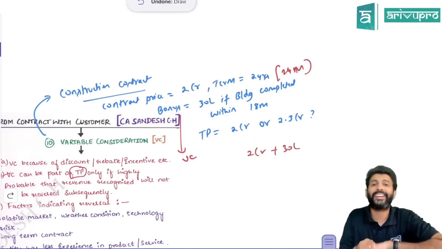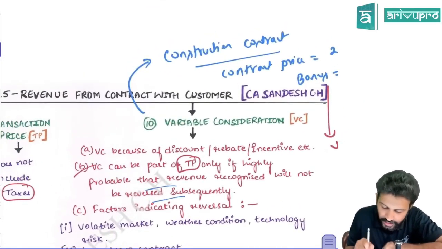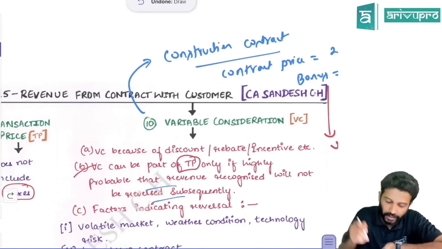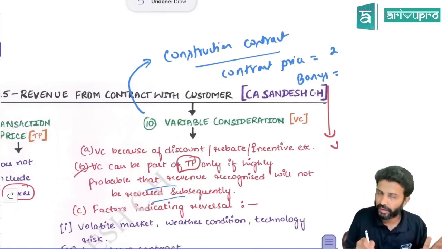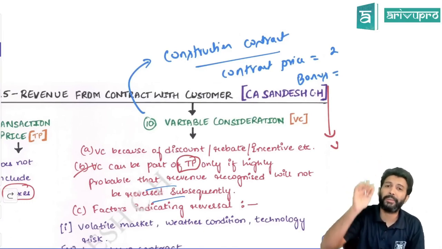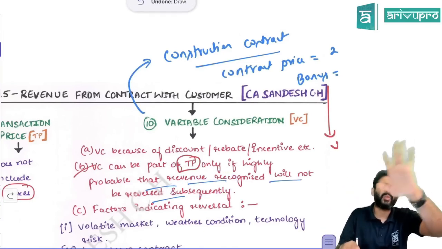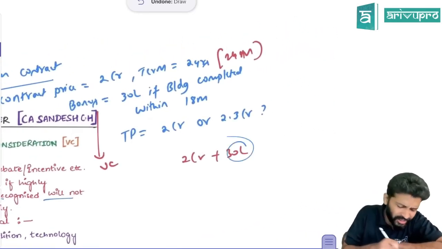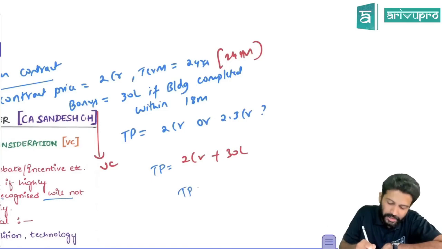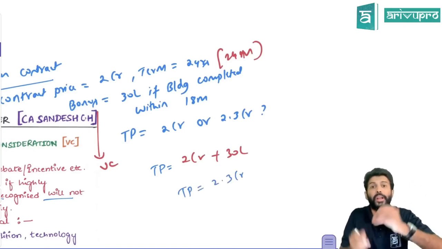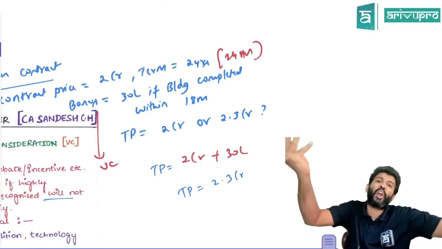Provided the entity is reasonably sure that revenue recognized will not get reversed subsequently. I'll read this line once again. Variable consideration can be added to the transaction price provided it is highly probable that revenue recognized will not get reversed subsequently. Meaning, the standard is saying you add variable consideration to the transaction price and make it 2.3 crores. We have no issues. But don't add it now and later reverse it saying we will not get this.